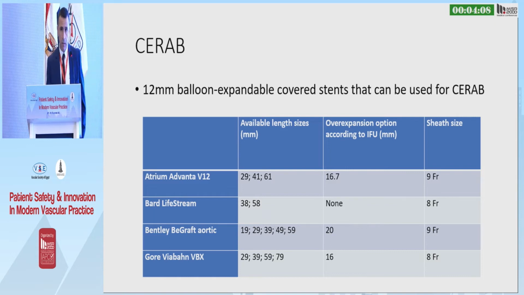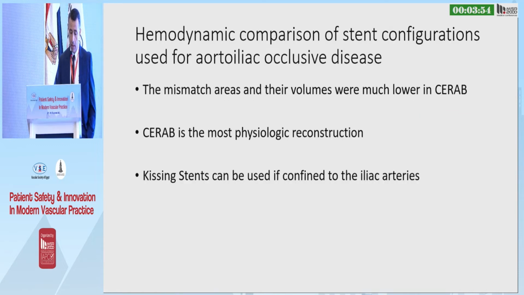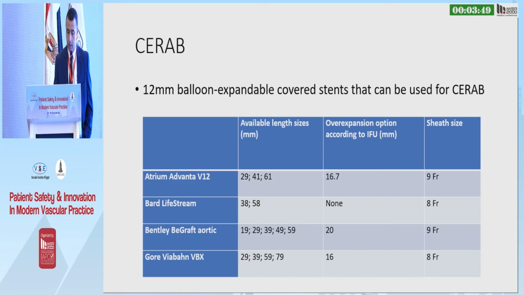And the available balloon-expandable covered stents that can be used as aortic stents are there. So there is the Atrium V12, there is the Bard Lifestream, there's the Bentley aortic graft, and there is the Viabahn VBX. And all of them have different lengths, which can tailor the need to use different lengths in the aorta.